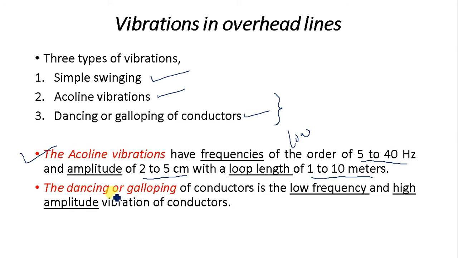The second is the dancing and galloping of your conductor, which has low frequency but a very high amplitude. So we have to use a damper to damp out such oscillations. This kind of oscillation occurs in high wind conditions, where the velocity of the wind will be higher. If you notice, in a desert the velocity of the wind is very high. So if the transmission towers pass through a desert or somewhere around it, there will be heavy wind flow, so we have to use some kind of damper to damp out the oscillations.